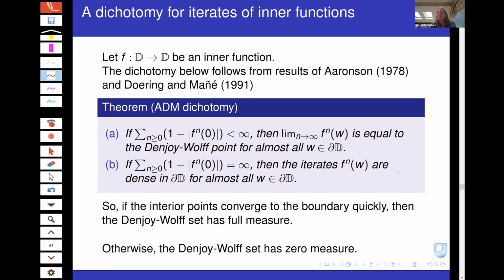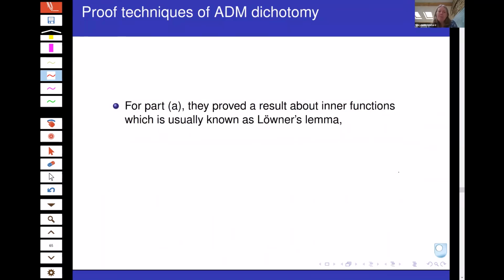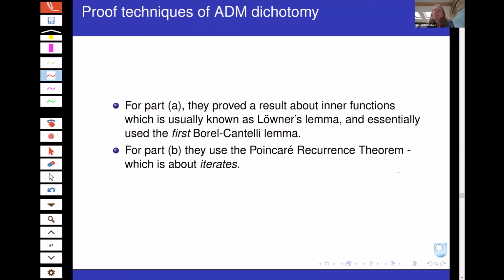Okay, so the proof of this result, I'm not going to talk about it, I'm again going to throw that at Phil to talk about next. To prove this result about part A, which was the points going quickly, then almost all points on the boundary do the same, when you look at the proof, it's a result about inner functions, which is usually known as Lerner's lemma, and they also essentially use the first Borel-Cantelli lemma, and that offers some hope that you might be able to generalize it to a more general setting. The second part, they use the Poincaré recurrence theorem, which is definitely about iterates. Now we're not looking at iterates in our situation here, so that looks trickier to generalize. As I say, Phil will talk about this in his talk.